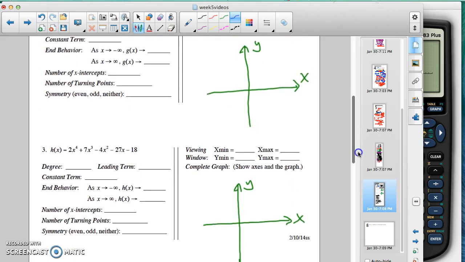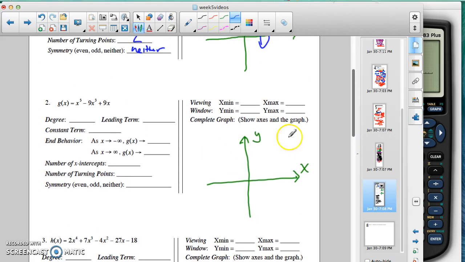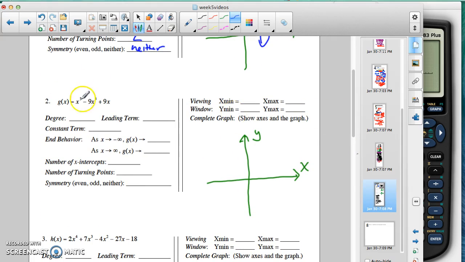All right, so our second example is g of x equals x to the fifth minus 9x to the third plus 9x. Now, in this case, our degree is 5 because that's our highest power. Our lead term is x to the fifth. Our constant term, we don't have one. There's no number here, so our constant term is 0.